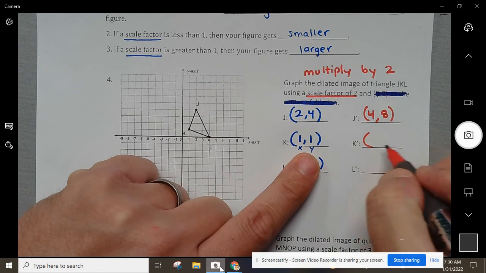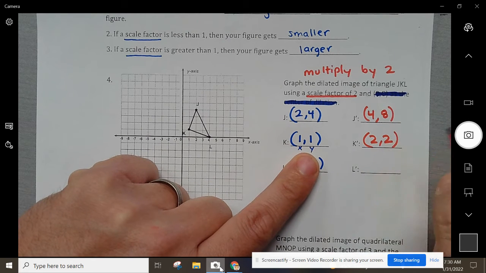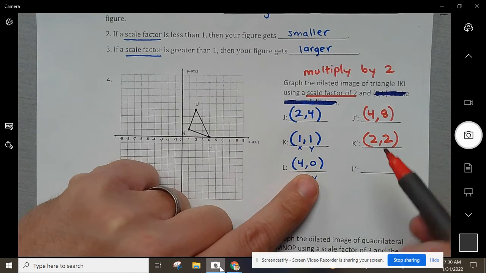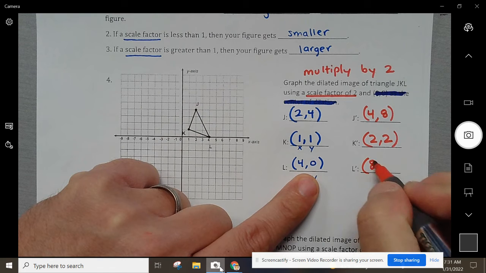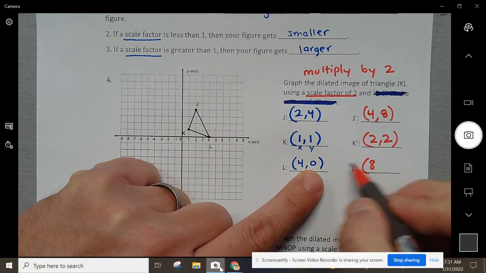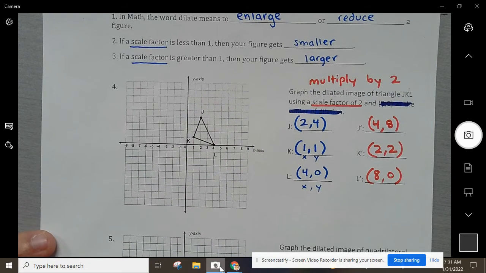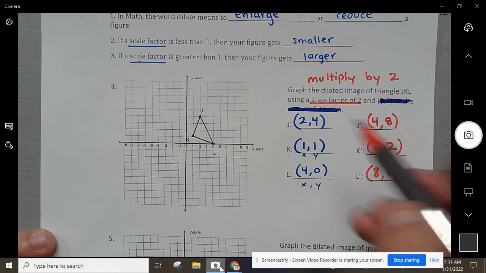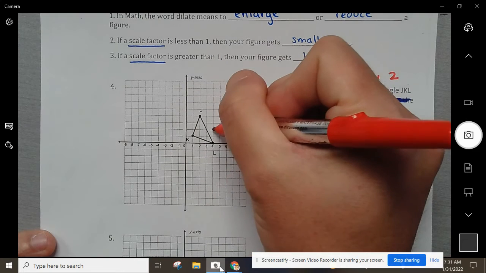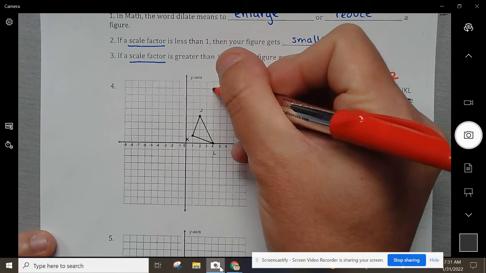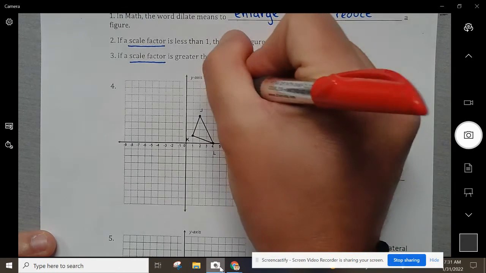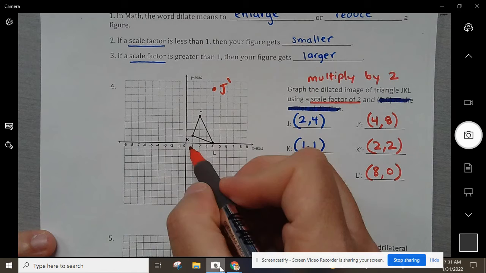Well, this one's super easy, right? 2 times 1, 2 times 1. And then here, 2 times 4, 8. 2 times 0, 0. Okay? So let's go ahead and write these coordinates out. Over 4, up 8, 1, 2, 3, 4, 5, 6, 7, 8. All right, and that's J. K is going to be over 2, up 2.